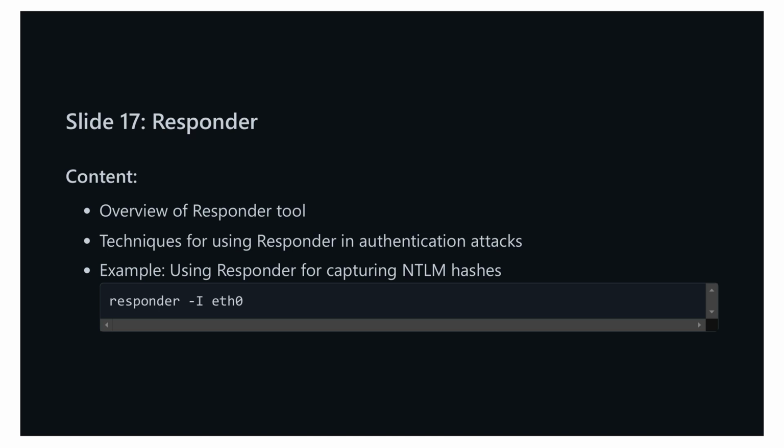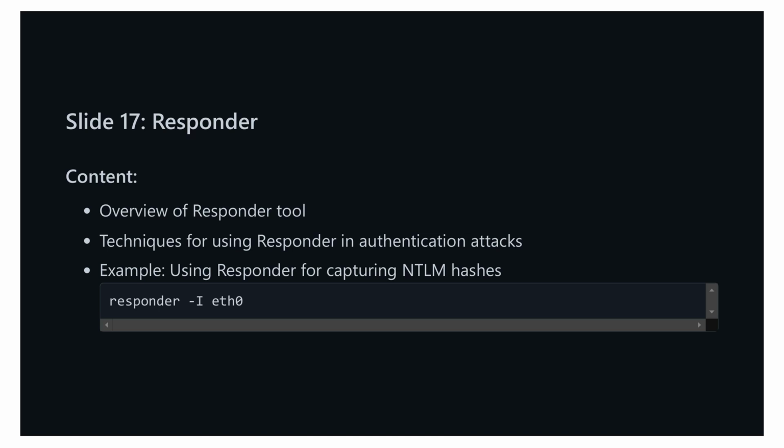Suppose we want to capture NTLM hashes on our local network interface eth0. The command would be responder -I eth0. By running this command, Responder starts listening on the specified network interface, intercepting and poisoning traffic to capture those valuable NTLM hashes, which can then be analyzed and potentially cracked using tools like Hashcat, which we will discuss on the next slide.